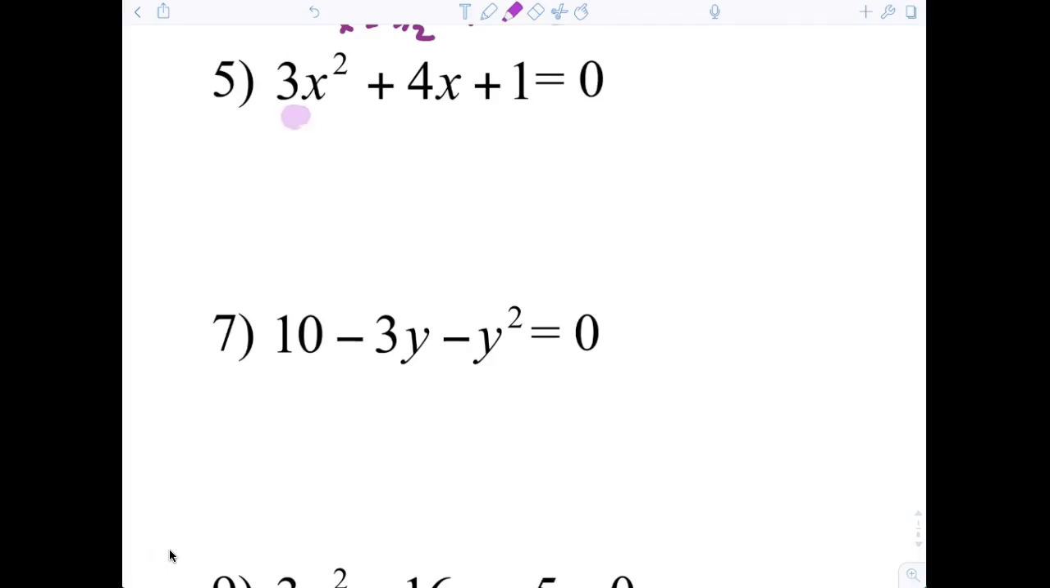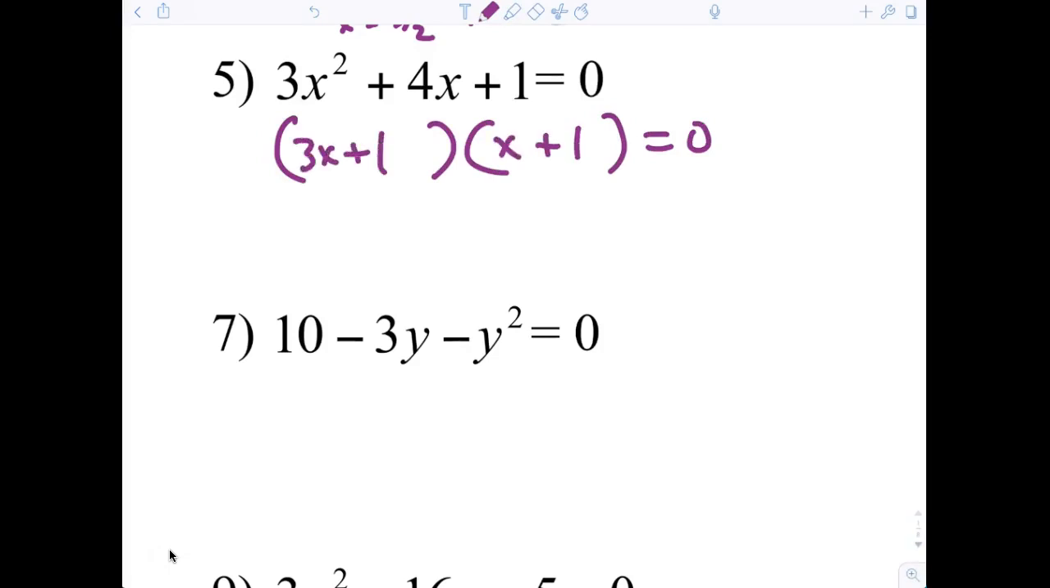All right, here we go. Factoring. I'm listening. 3x plus 1 and x plus 1. Let's double check. 1 and 3 makes 4 if they're both positive. Perfect. So now, check yourself. Yes, I want to know. Let's go.